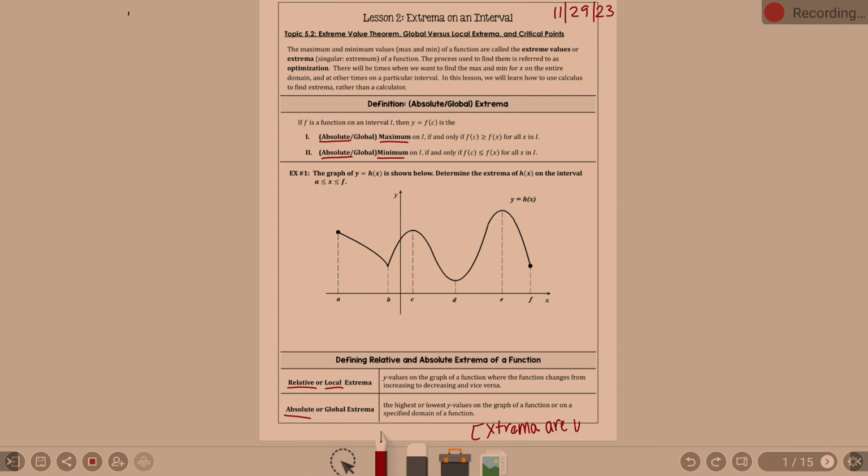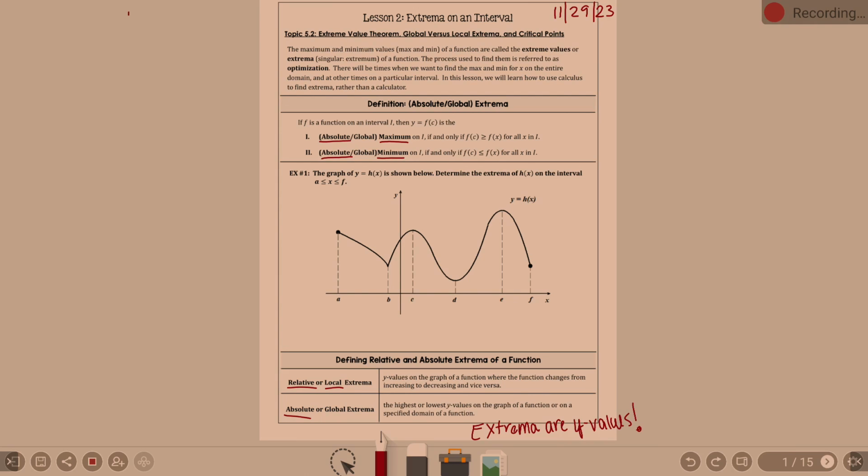Something you might want to make a note about when we talk about extrema. Extrema are y values. Okay? If you're asked where an extrema is, that's the x value. But if you're asked what the extrema is, that is the y value.